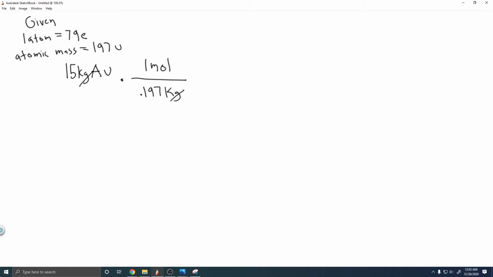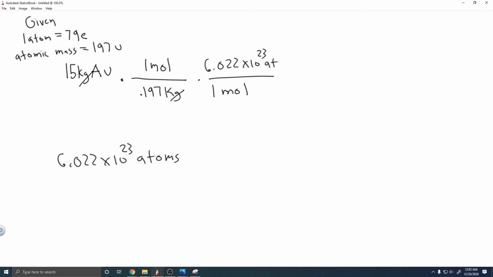And what we can do with moles is, this is something else you need to know, one mole is equal to 6.022 times 10 to the 23 atoms. This is just a number you have to memorize. One mole is equal to 6.022 times 10 to the 23 atoms. So let's write that down next: 6.022 times 10 to the 23 atoms.